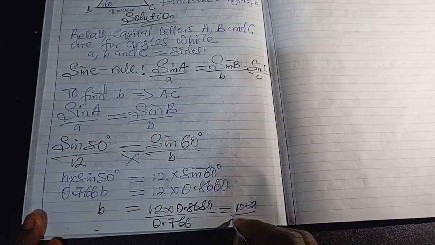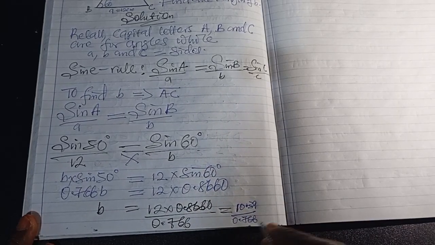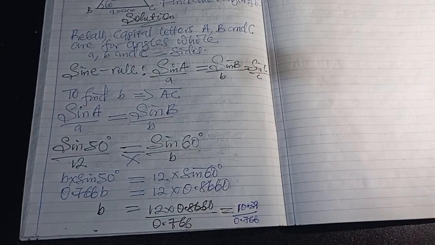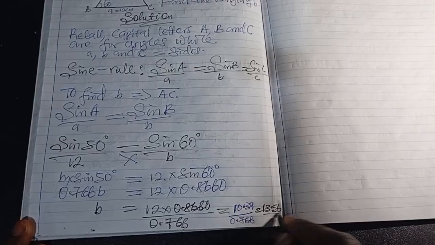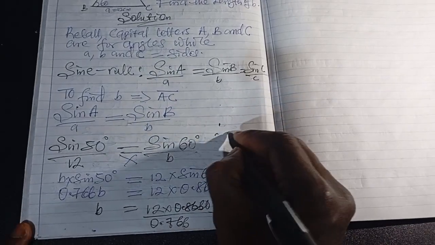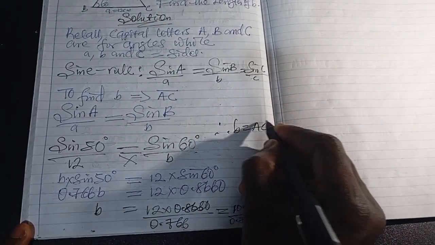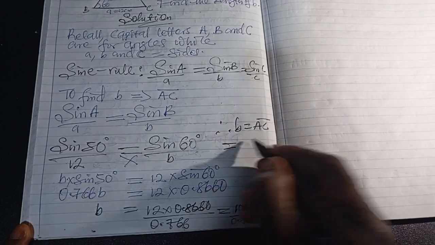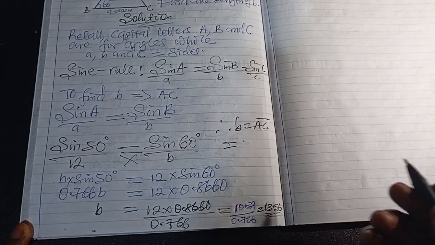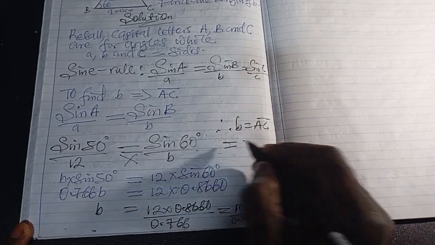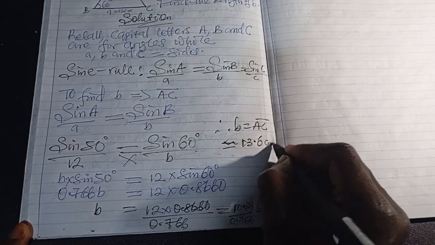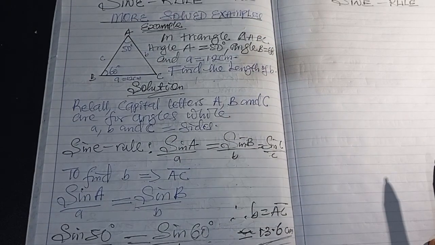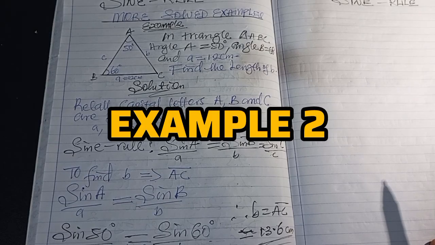This will give us 10.39 over 0.766. Okay, so we can have 13.56. So b, which is AC, is approximately 13.6 cm. Now let's solve another example where we calculate the angle.